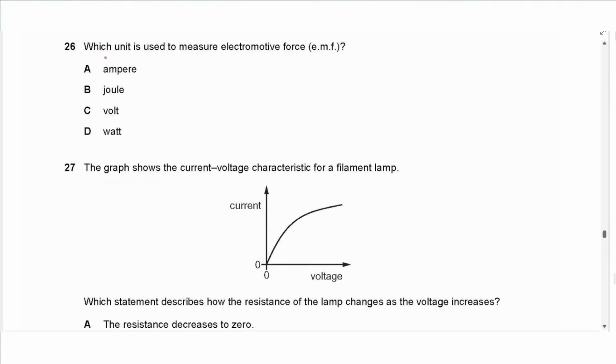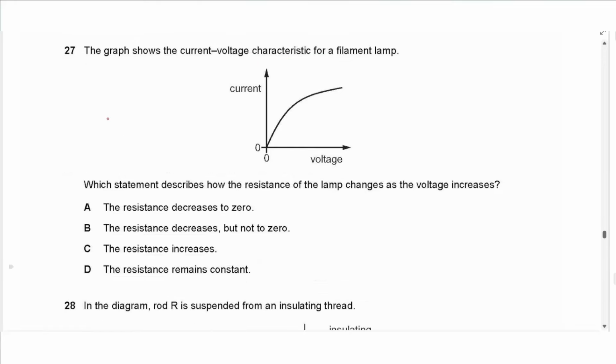Question 26 says which unit is used to measure the electromotive force? An electromotive force is a potential difference or voltage, so the answer is volts. Question 27 says the graph shows current voltage characteristic for a filament lamp.